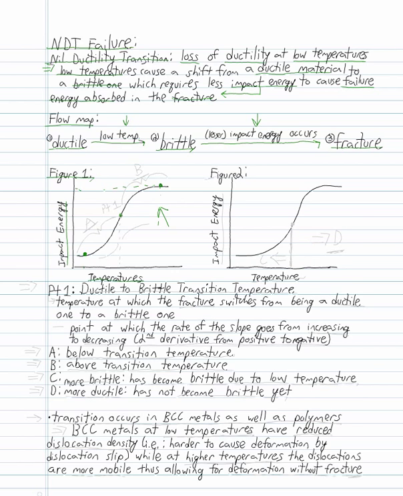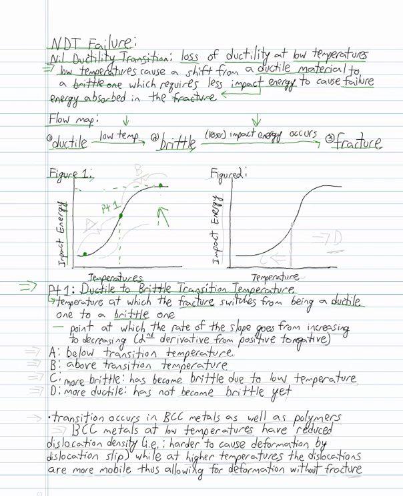A key point to note on this curve then is going to be right over here. I'm going to call that point 1, and that's going to be the ductile to brittle transition temperature. So looking down over here, point 1 is the ductile to brittle transition temperature. And this is going to be the temperature at which the fracture switches from being a ductile one to a brittle one, since the material has gone from being ductile to brittle.